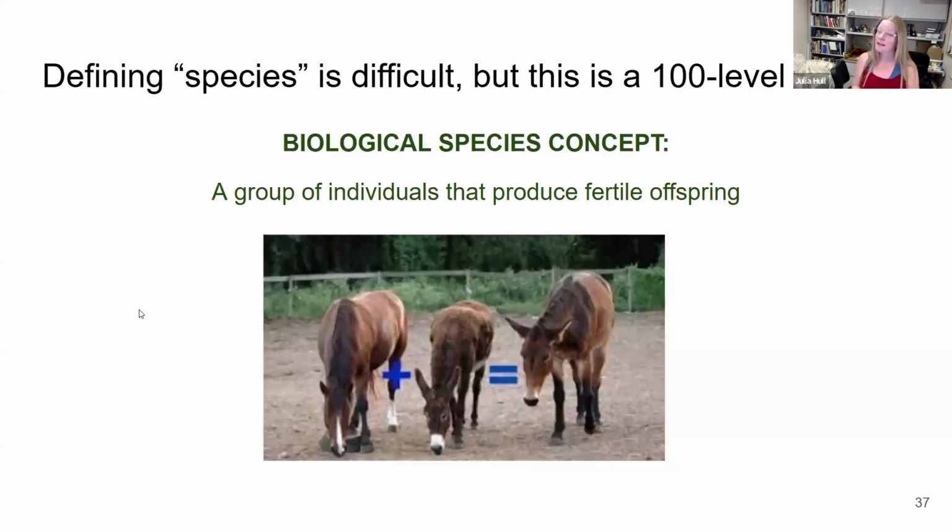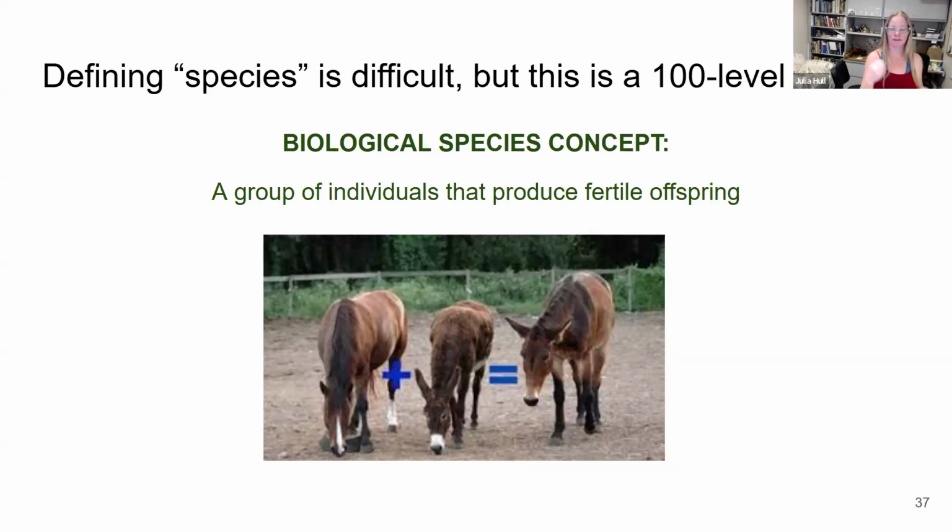Okay, so defining a species is kind of tricky, but because this is Bio 100 and we're non-majors, for this class we are going to use the biological species concept as our definition of what a species is. This is where we have a group of organisms that are able to produce offspring that are fertile, that can then go on to produce offspring.